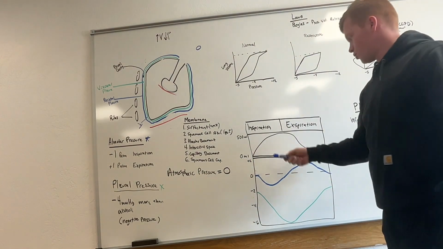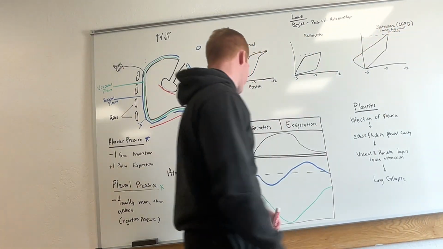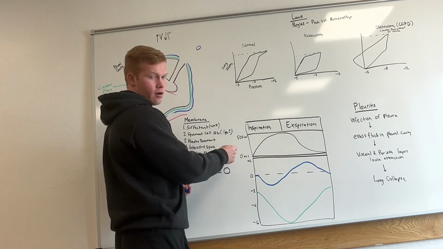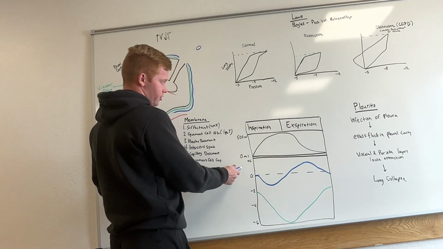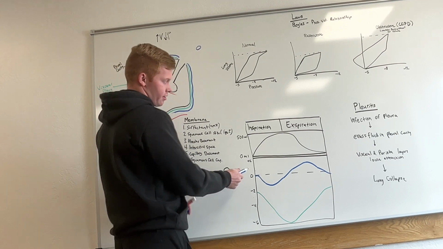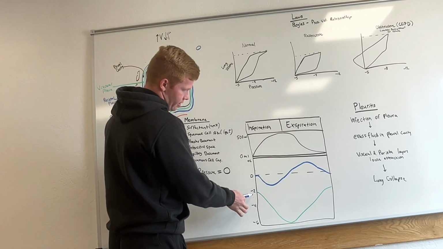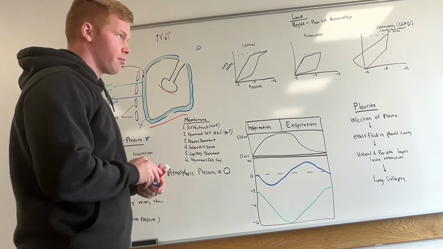Let's see, I drew this nice little graph from our book, and with this graph, it's pretty simple. Up here is talking about volume of the actual lung. Right here is talking about the pressure within the alveoli, so the alveolar pressure. And then down here, the green line, that's representing the pleural pressure.